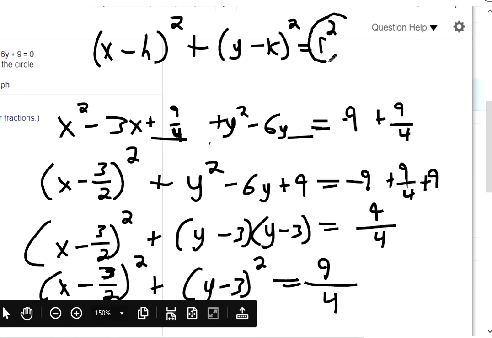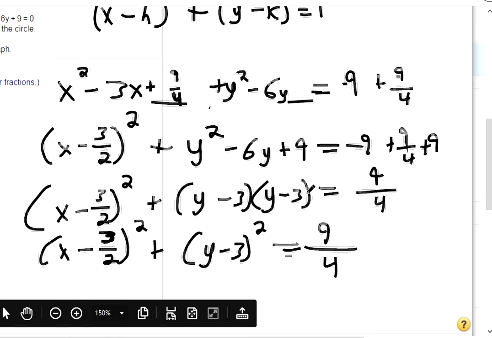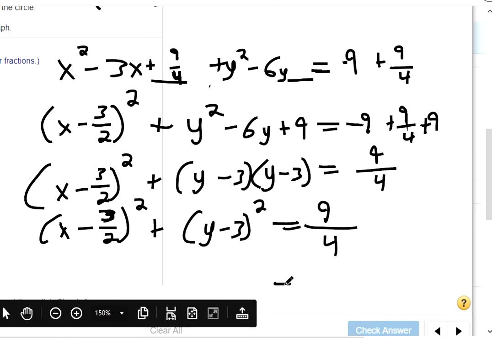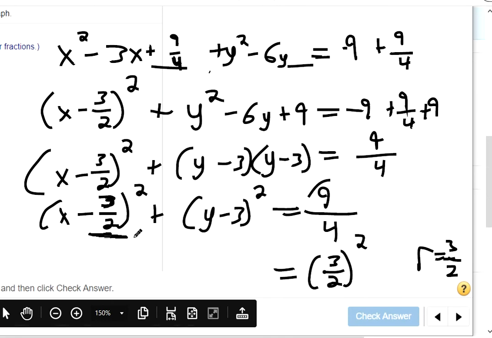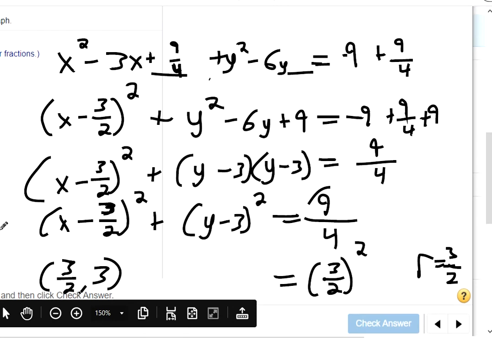To really complete the form of a circle, we need to figure out what r is. This is not a number that's being squared. If you square root the top number and the bottom number, then we can write it in terms of a square. This is still 9/4. And now we know what r is. The radius is 3/2. And to answer their question about the center, it's h comma k. It's 3/2 comma 3. That's the center of our circle.